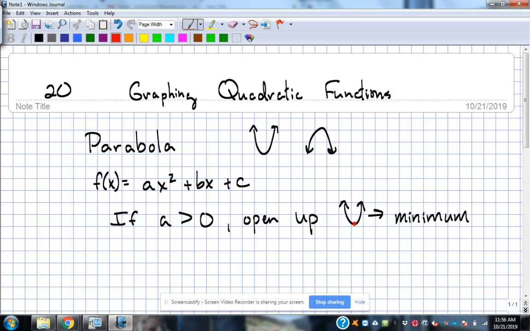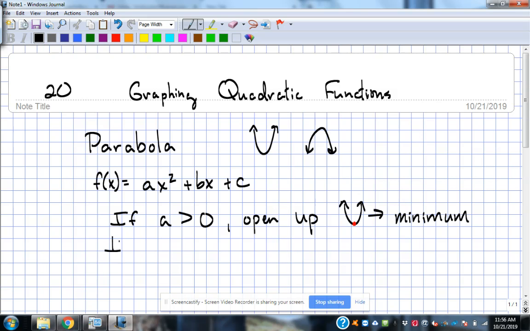So if a is positive, in every form, a is in there. b and c aren't always in there, but a is always there. No matter which form, if we're dealing with standard form, intercept form, or vertex form, whatever a is, if it's positive, it's going to open up and it's going to have a minimum. So that's always the rule for quadratics. If a is positive, it opens up, has a minimum.